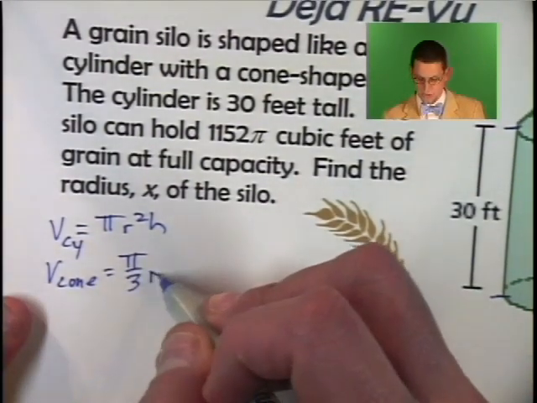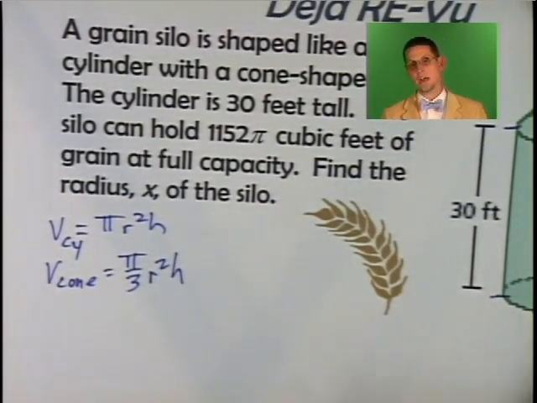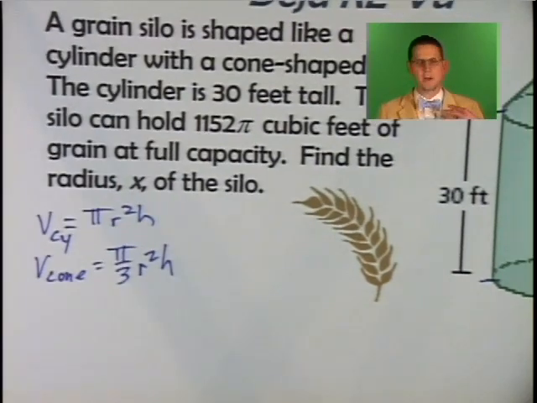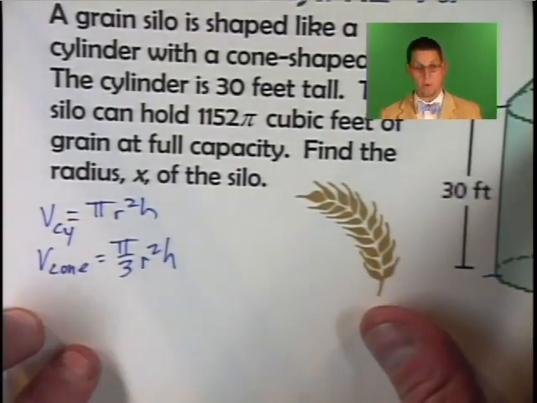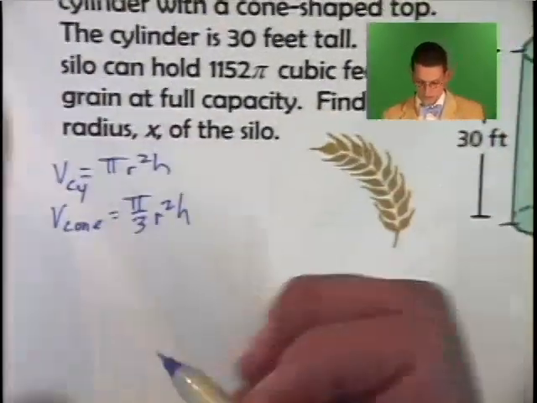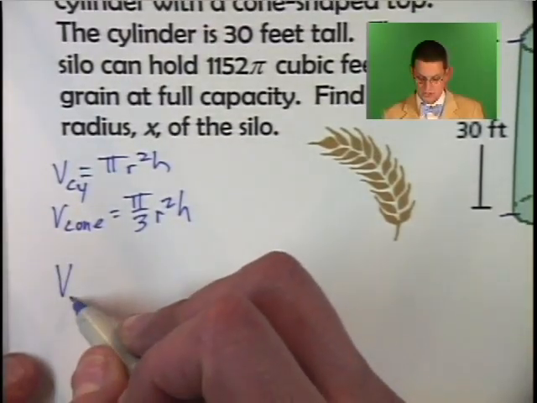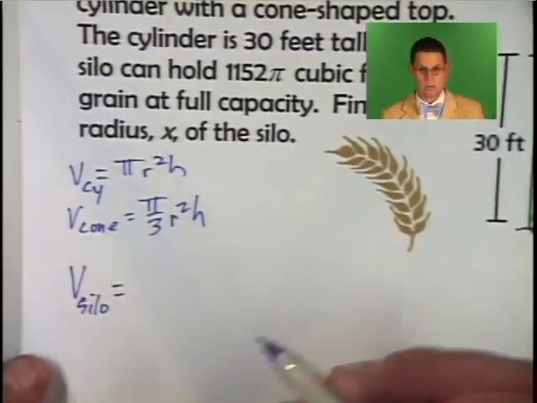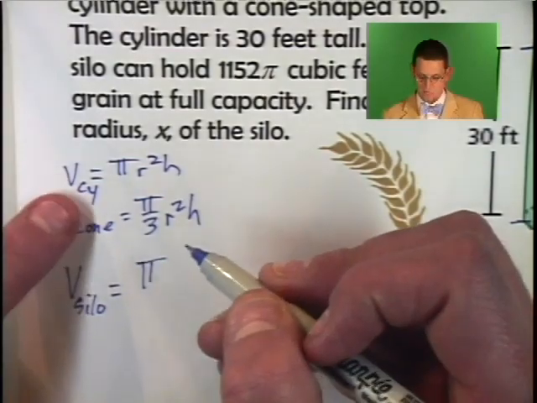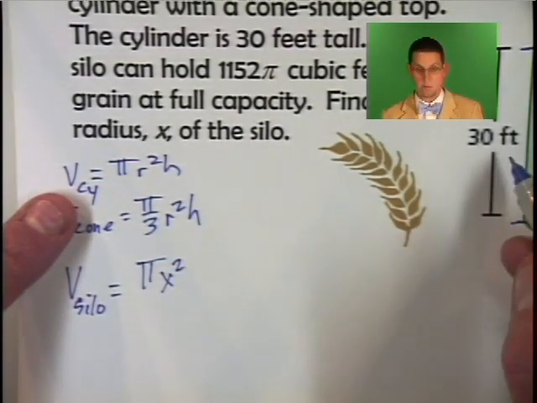It's pi thirds r squared h. But what I want to do now is, this is a formula off a chart. I want to make it very specific for our diagram. I'm calling the radius x. So here we go. We know the volume of the silo is going to equal pi, the volume of the cylinder, x squared times h.